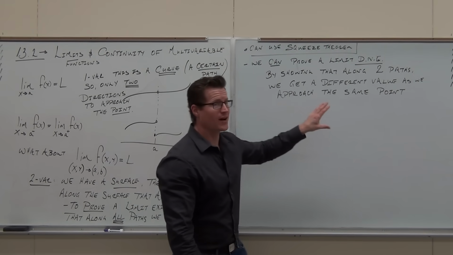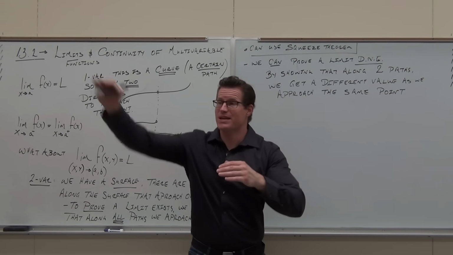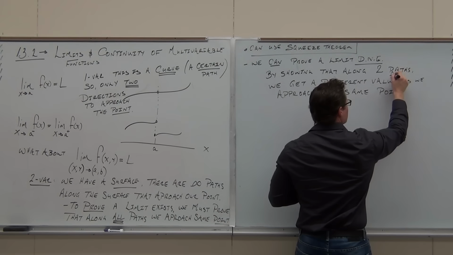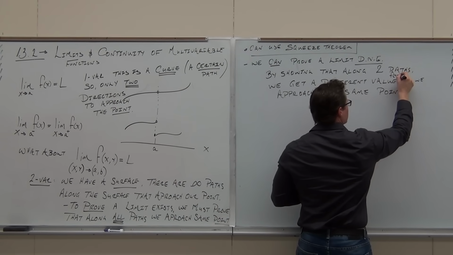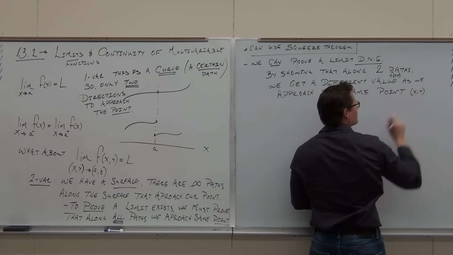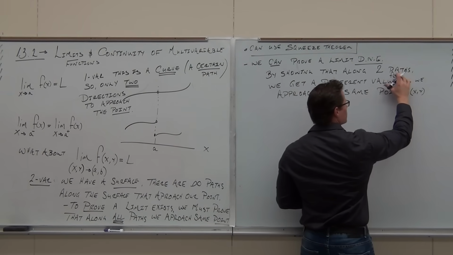We get a different value. The different value is the height of your function. It's on the surface. F of x, y as we approach the same point. x, y. That's a horrible x, y.